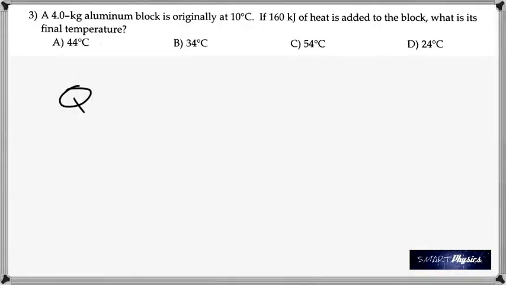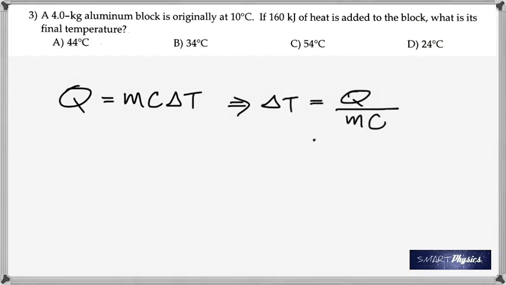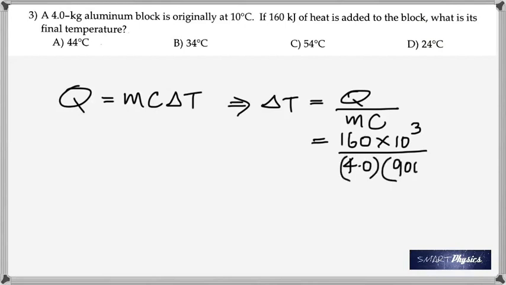And number 3, a 4 kilogram aluminum block is originally at 10 degrees Celsius. 160 kilojoules of heat is added to the block. What is its final temperature? Again, it's Q is mc delta T. The mass is given. Specific heat is also available, and you got to find the change in temperature.